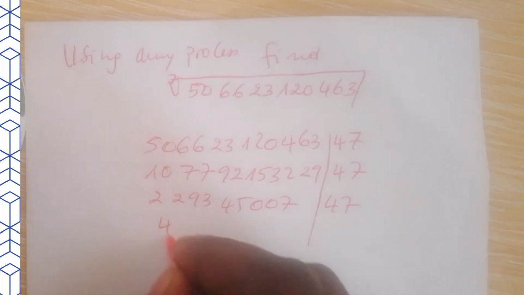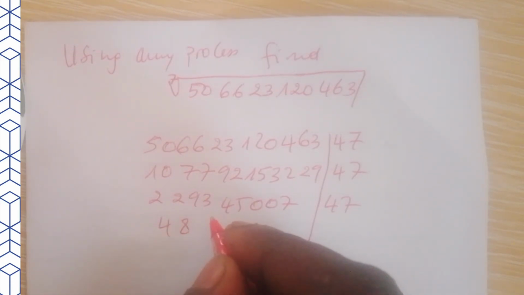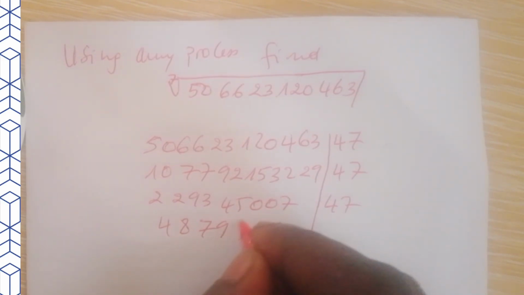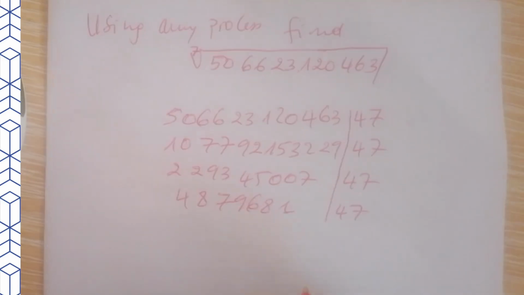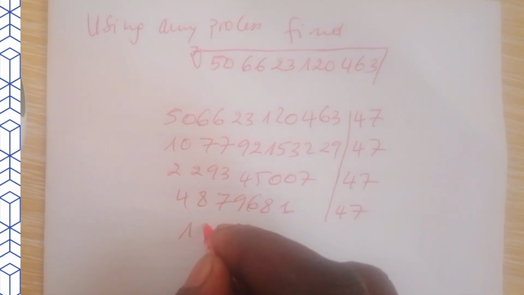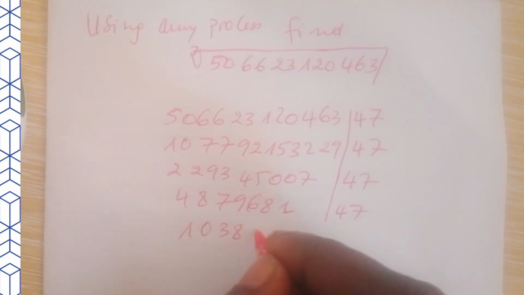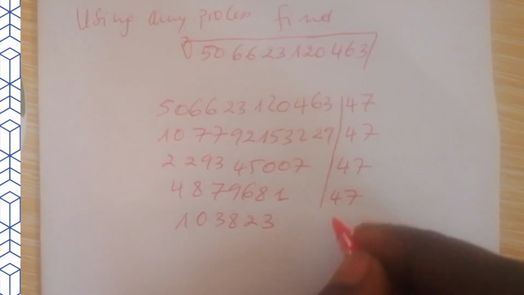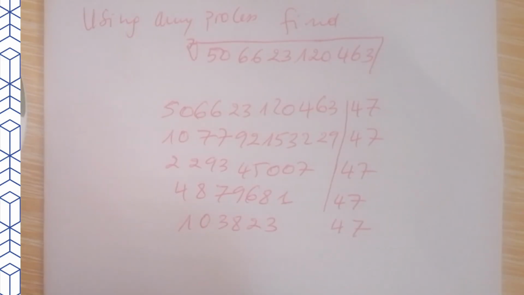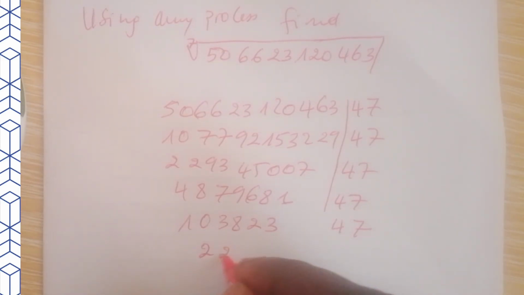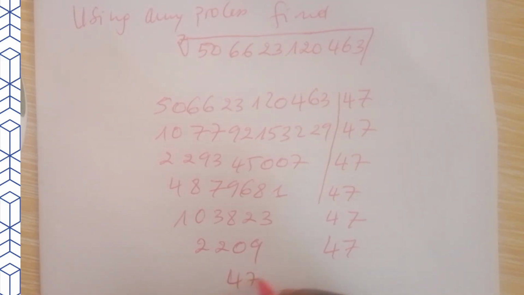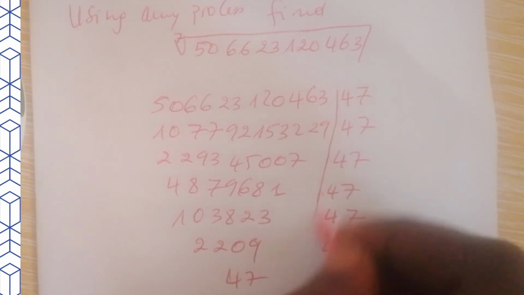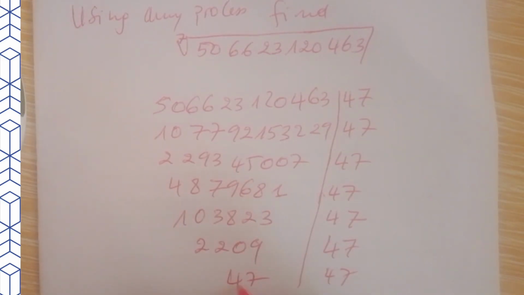So we get 4879681. Divide by 47 also. We get 103823. Also divided by 47, we get 2209. So this is the square root of 47. So 47, 47. By prime factorization, this is equal to 1.